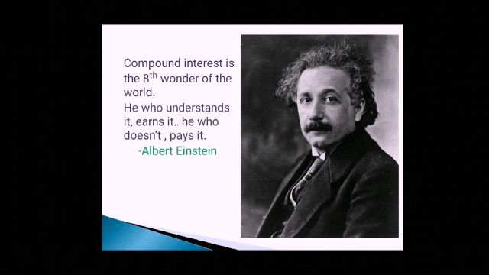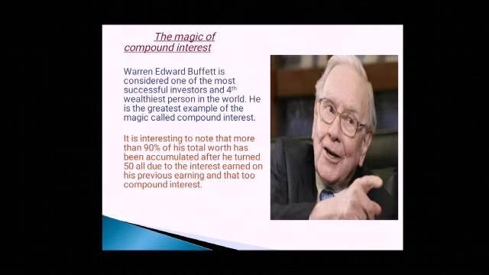Now, let us know an interesting fact related to this concept. Warren Edward Buffett is considered one of the most successful investors and fourth wealthiest person in the world. He is the greatest example of the magic called compound interest. It is interesting to note that more than 90% of his total worth has been accumulated after he turned 50, all due to the interest earned on his previous earning, and that too compound interest. Is it interesting, children?